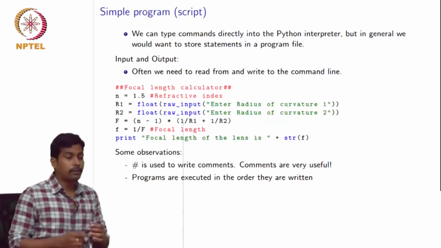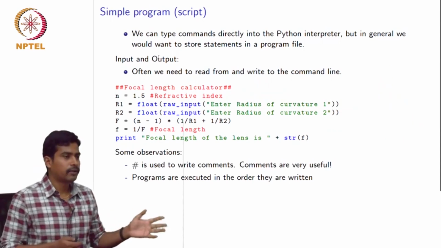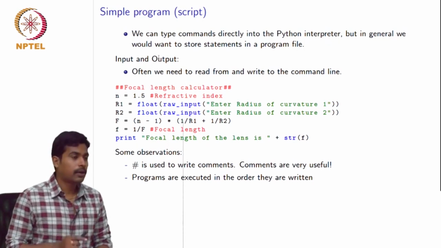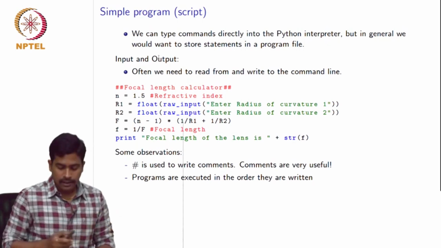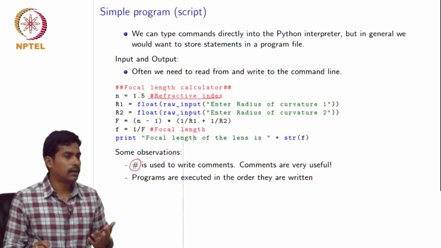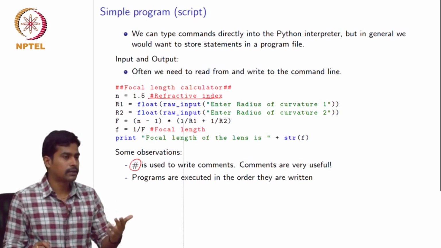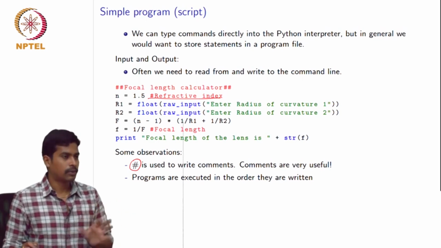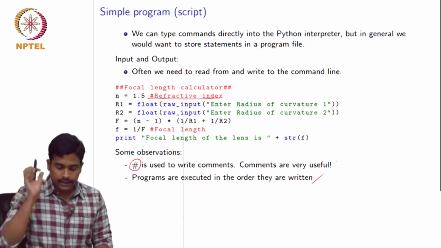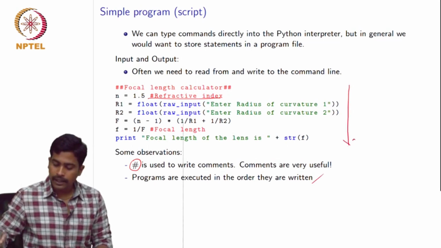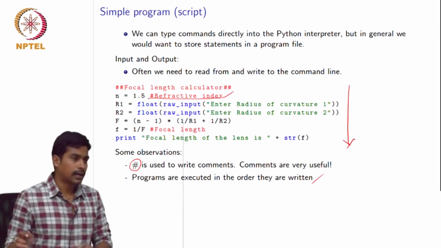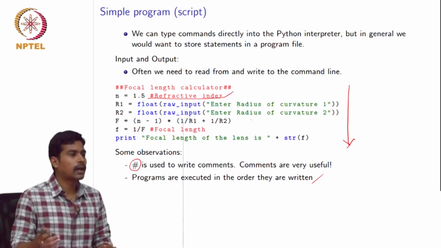Yeah. So I hope you all understood how we write a simple program and how it runs in Python. These are the observations that I want you to make at this point. As I have said before, this hash symbol is used to write comments. This is very useful when you are looking at your programs after a few months or a few weeks. You will know what each line of your program is doing. Another thing is that the program is executing in the order that we have written. It is not executing the first line and then jumping to the third line, it is just executing one line after another.